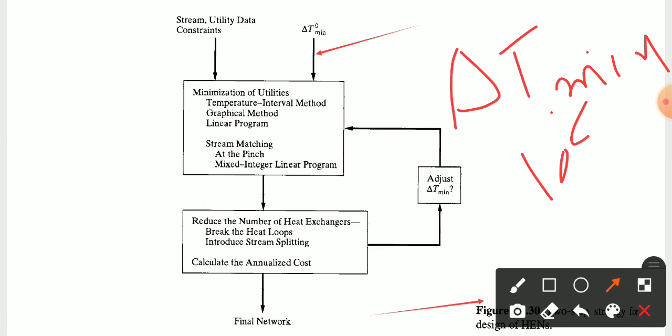Okay, now the stream utility data constraint this basis. Okay, then which one? Minimization of utilities. એમાં 3 પોઈન્ટ છે: temperature interval method, graphical method, linear programming method. Second one, stream matching. એમાં છે at a pinch point and a mixed integer linear programming ના બેઝિસ પર આવશે. Then the bypass to this reduction part for a reduce the number of heat exchanger, break the heat loops, introduce stream splitting, calculate the annualized cost for a final networking system.